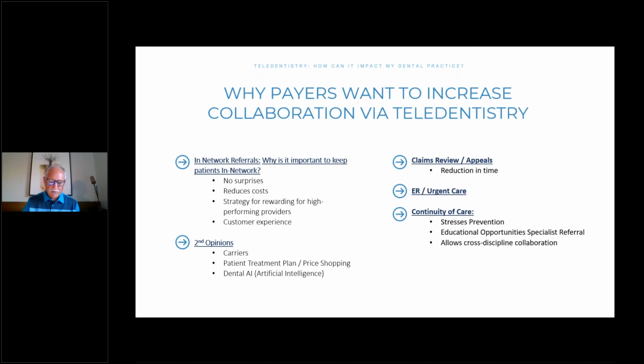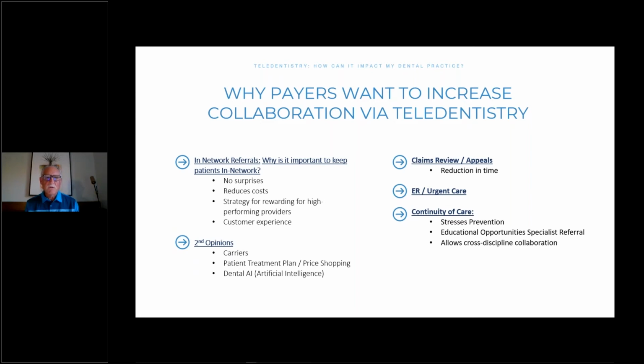Second opinions. Carriers can require this. We're all familiar with pre-estimates or pre-treatment estimates and predeterminations. When treatment plans get to a certain price point, carriers can require that these visits occur and get second opinions. Patients are looking at price or trust shopping. And what I mean by that is, with an expensive treatment plan, do I really need this much dentistry? Do I really have to pay that much? So getting a second opinion through a teledentistry appointment is definitely something that's coming.